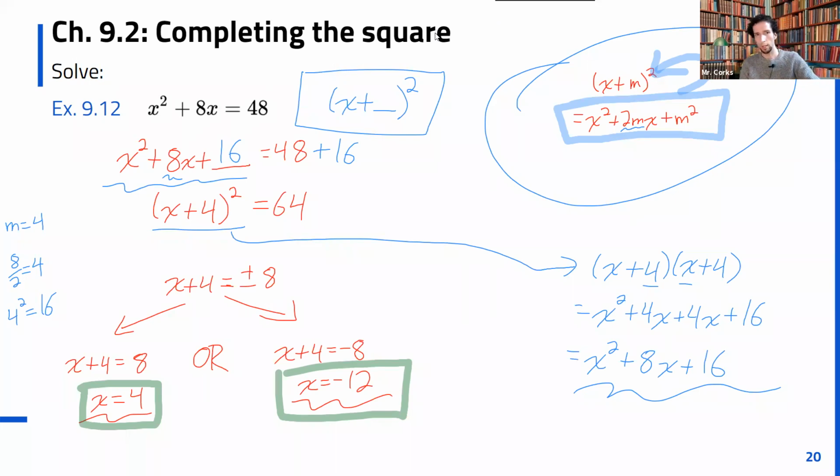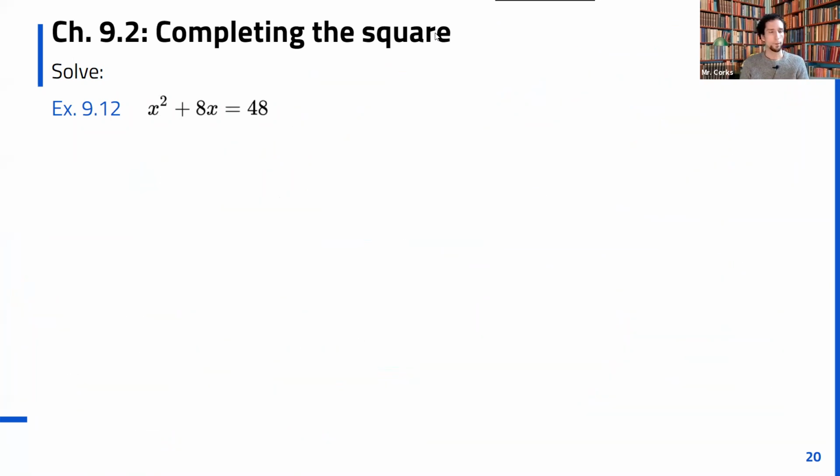I'm going to erase this. Let's hope everyone has what they've written down, what they need. All right, and let's do this one here. Okay, so what are you noticing? What can we do with this?